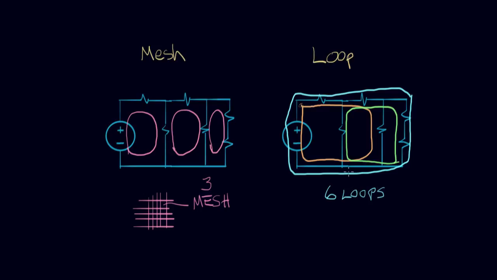Circuits always have a lot of loops, and so usually we don't talk about these. More often it's more organized and straightforward to talk about how many meshes are in a circuit.